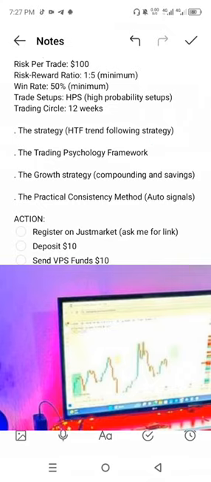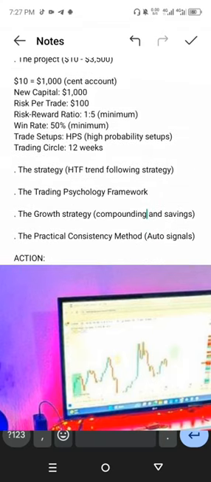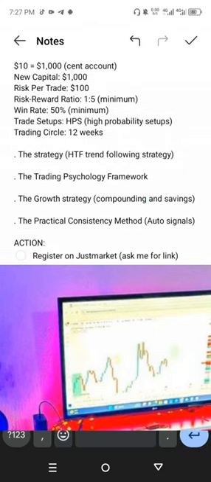So the next one now, which is the growth strategy. This is where we work with compound interest and also saving. Every single goal of ours, right, is to grow our account. As the account is growing, on every single trade we take, we keep increasing the lot size we are working with, right? We keep increasing the amount we are risking. Remember I said from the beginning, our risk per trade is going to be 100, right? But that will not continue.